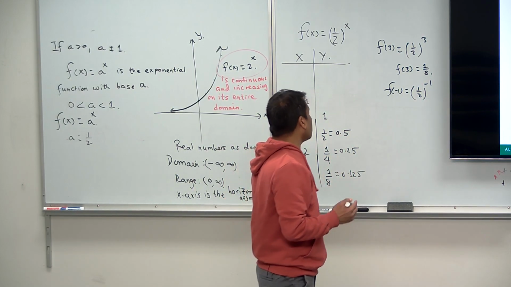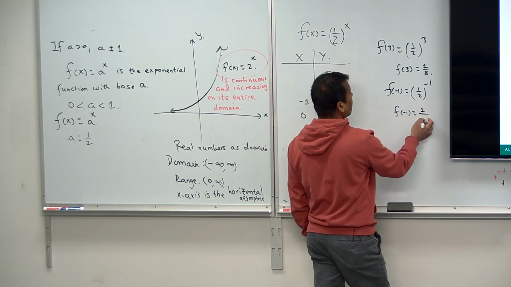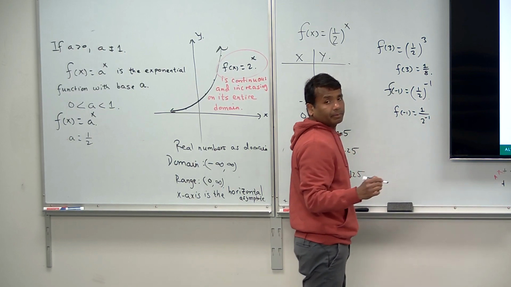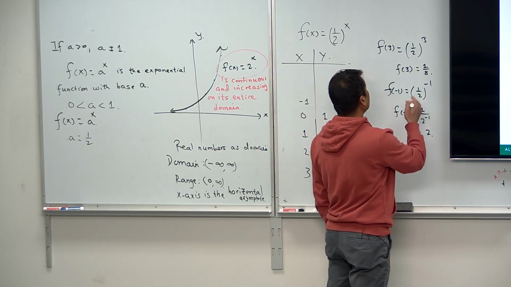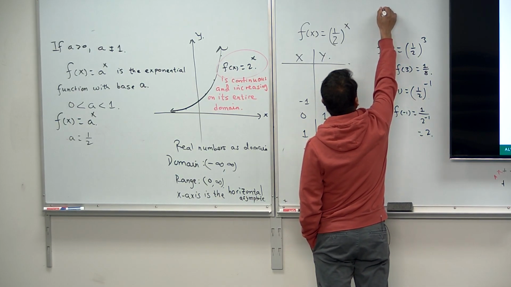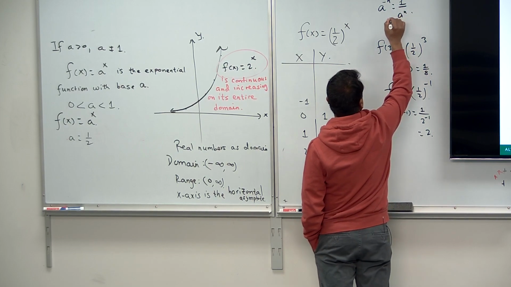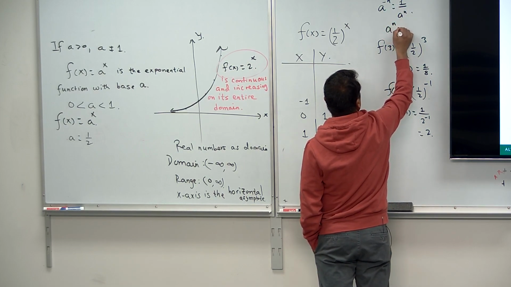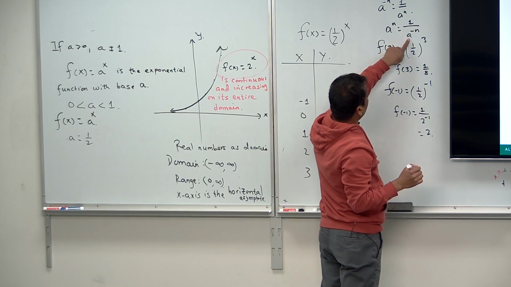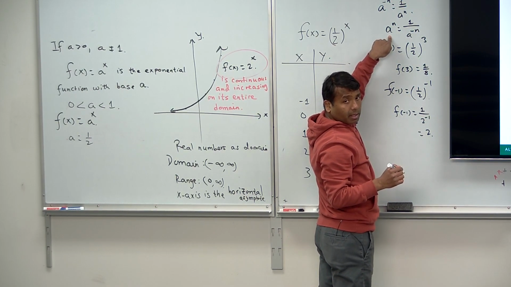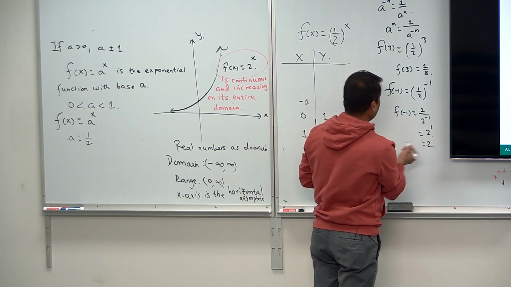So half to the power -1, this f(-1), is the same as 1 over 2 to the power -1. So this is the same as what? 2. Because remember, a to the power -n is the same as 1 over a to the power n, or a to the power n is the same as 1 over a to the power -n. So 1 over 2 to the power -1 is 2 to the power 1, which is 2.